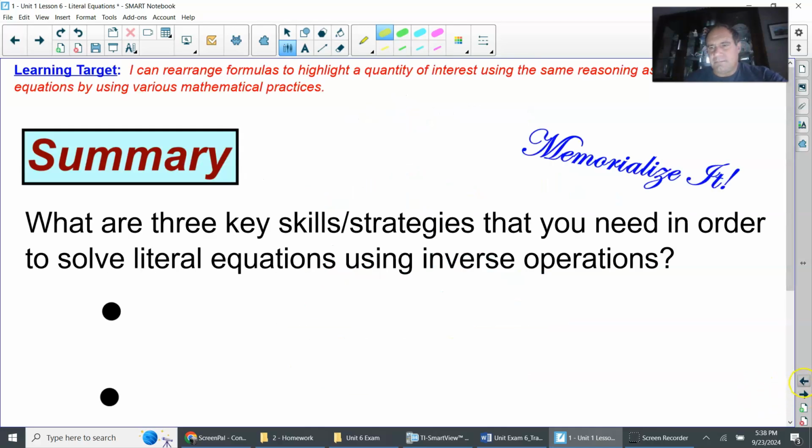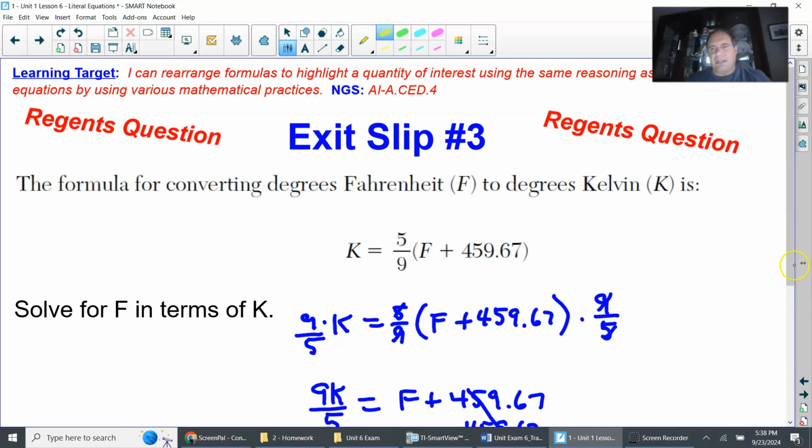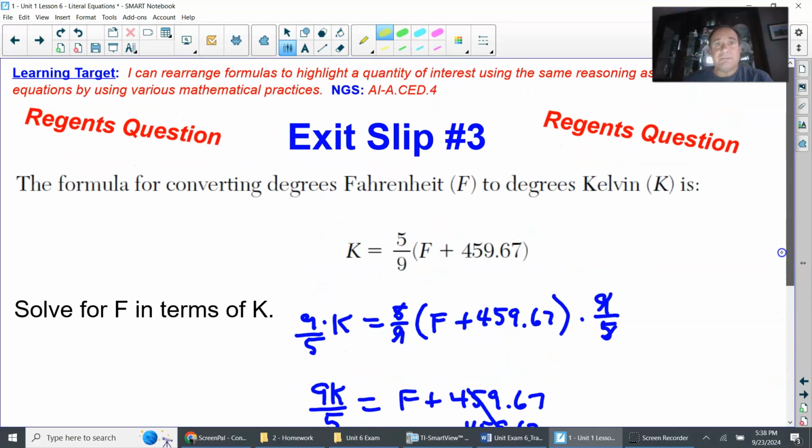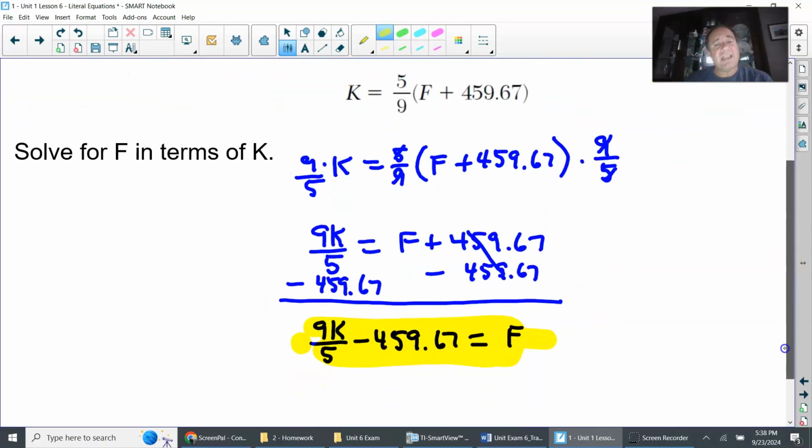And that's it. All right. And so this lesson, a difficult lesson, no doubt. But once you get the hang of it, just remember, always use the inverse operation and everything will be okay. All right. As long as you know those rules, you'll be fine.